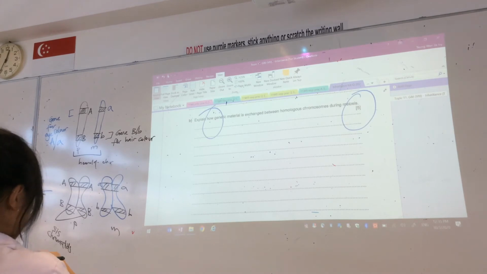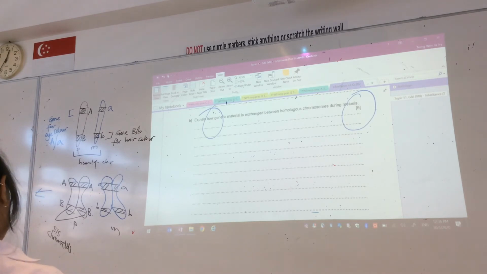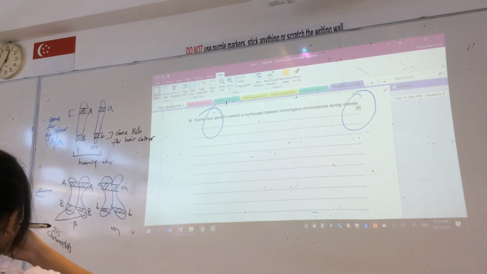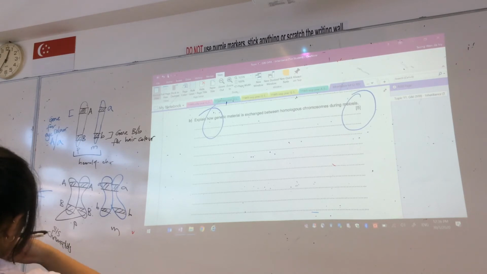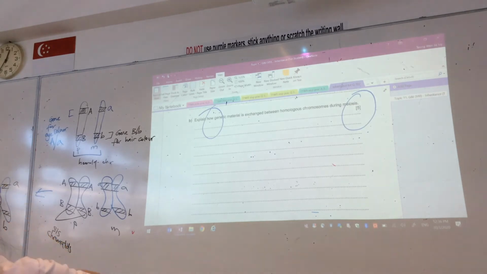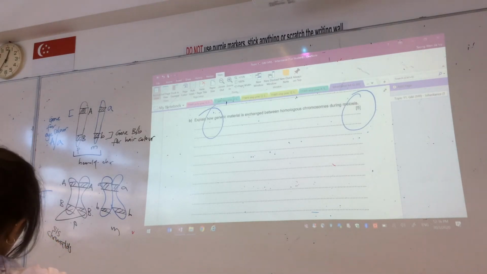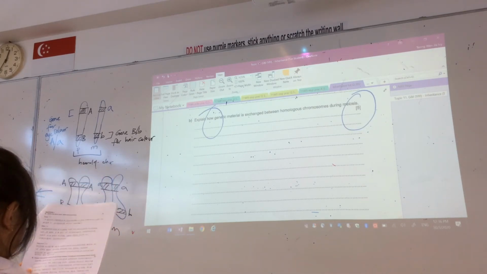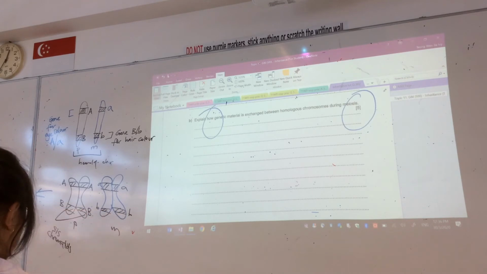Okay, now can you label the alleles for me again? On top, what do I have? Big A, small a, small a. Bottom? Big B, small b, big B, small b. Right, so basically what has happened during crossing over is a breakage of the phosphodiester bond, leading to a segment of chromosome being exchanged between the non-sister chromatids.